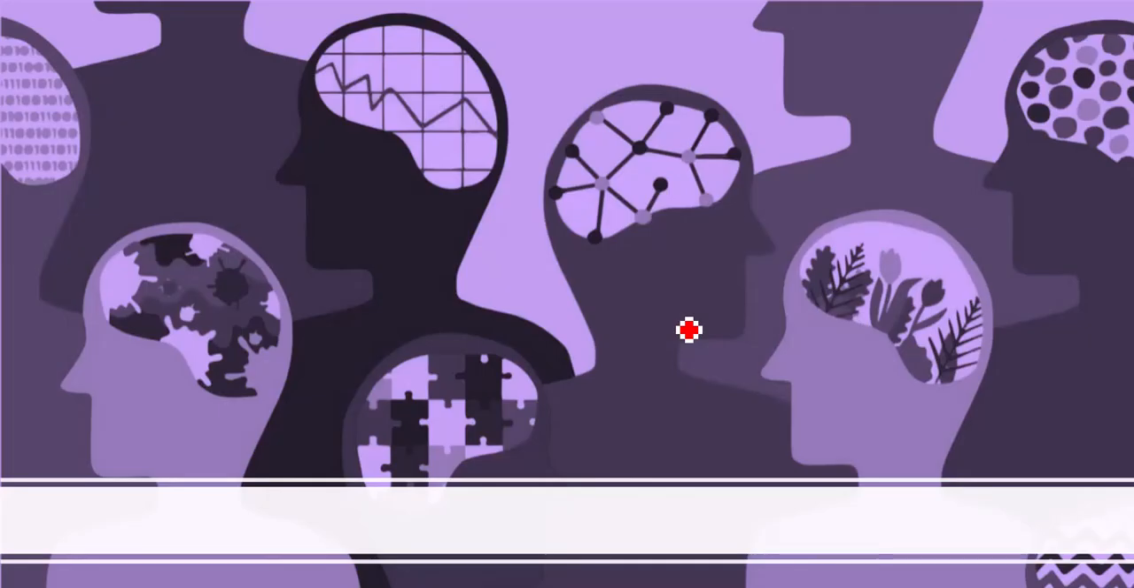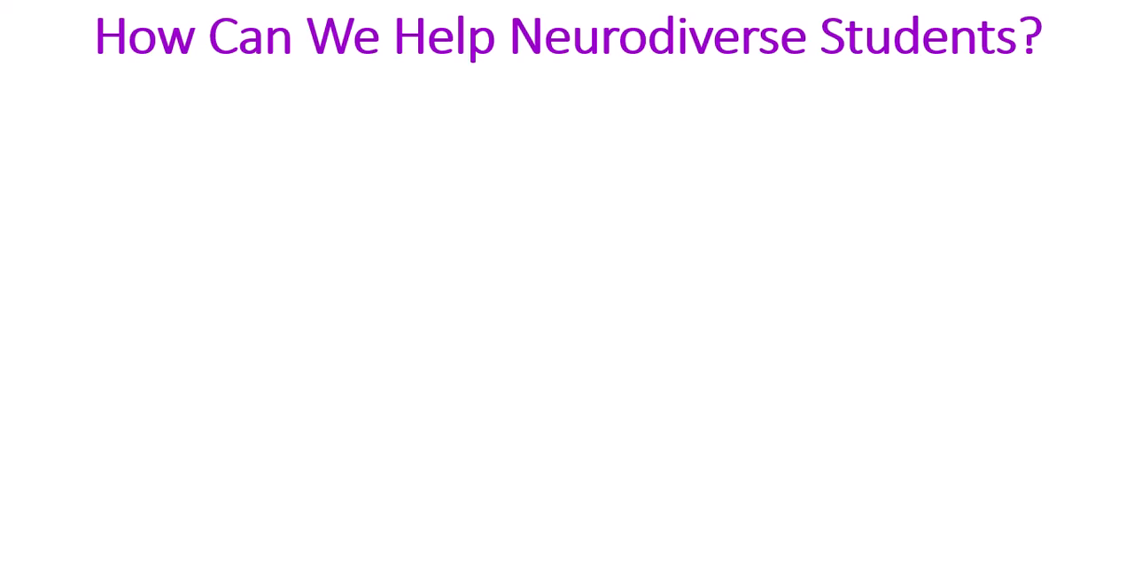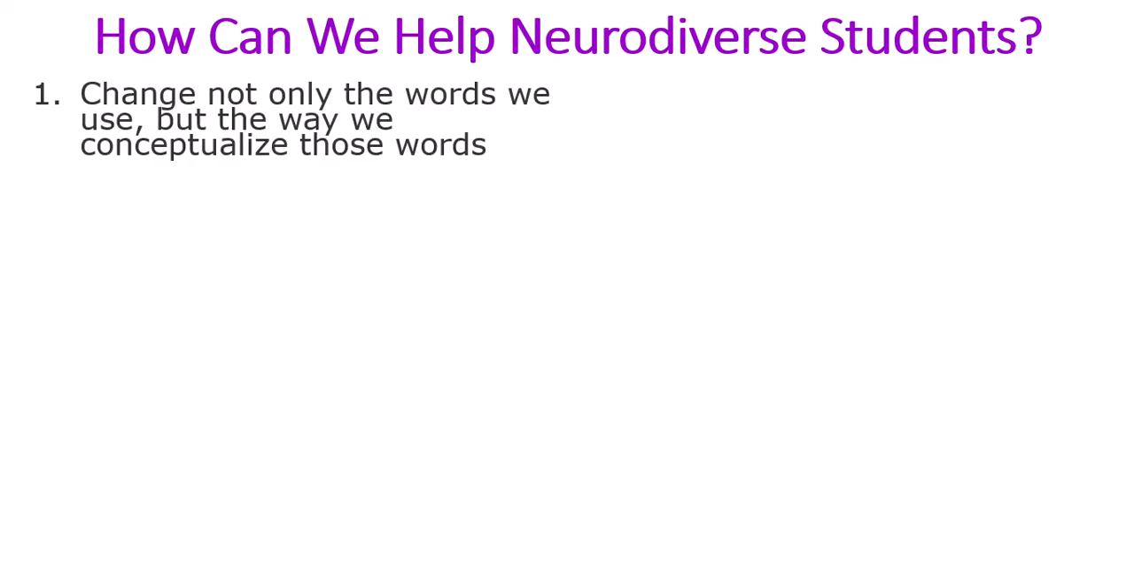Okay, so there are a lot of different learning differences. I just wanted to pull out a few for this presentation to show what the strengths model looks like. And sometimes knowing that can help us to help students. So what else can we do for practical application? How can we help neurodiverse students?